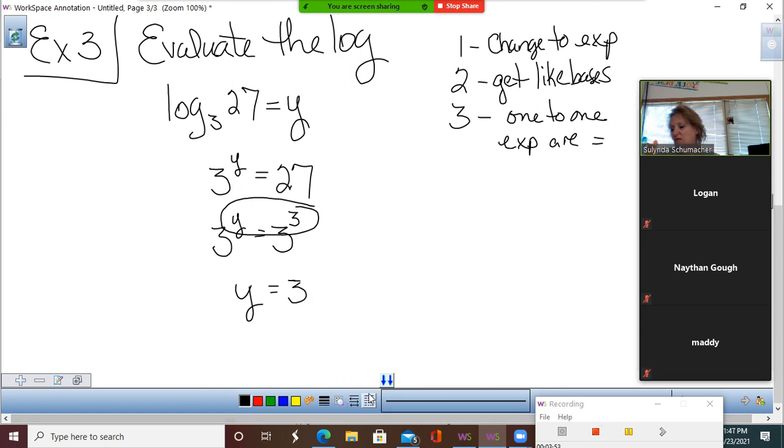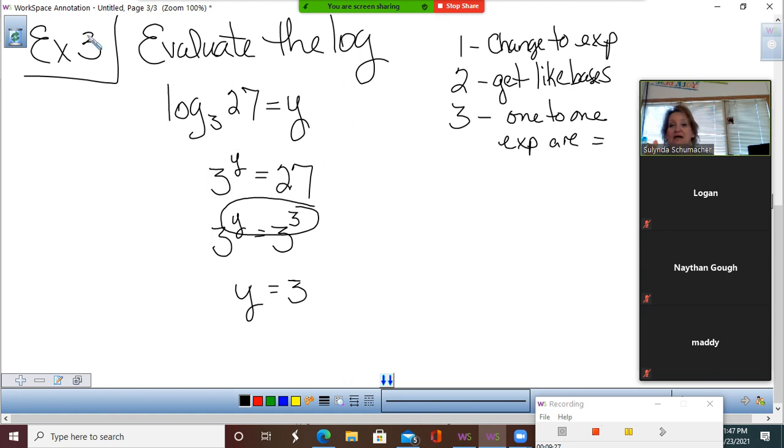All right, we're going to do another one. Evaluating these logs and being able to switch it like this is super important when we are solving equations. So I really need you to do it this way, okay? I'm being very, very adamant about it, simply because you can take your calculator and type in log base 3 of 27 and get an answer. But that's not going to help you when we start solving equations. You've got to be able to switch things around.